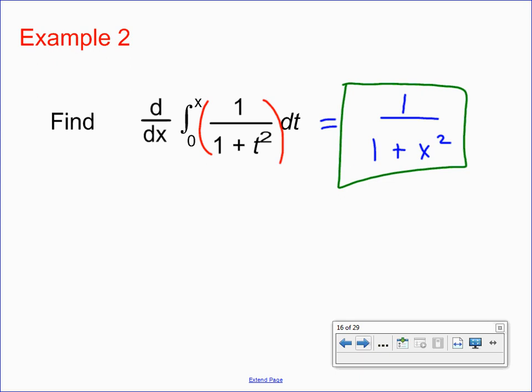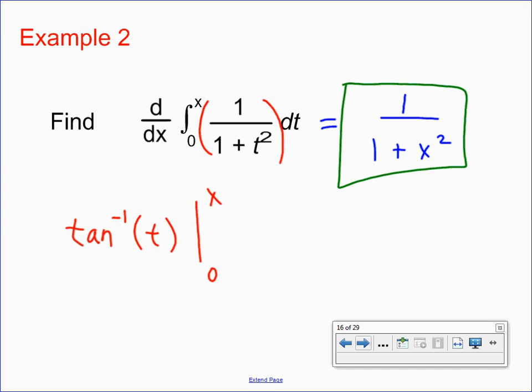Brandon? Would that be the tangent? Almost. Tangent of? It would be inverse tangent, right? So inverse tangent. Good. Inverse tangent of t. So we found an antiderivative function, but this was not an indefinite integral, but rather a definite integral. So what do we need to do? We need to evaluate that antiderivative function at my upper limit and at my lower limit.